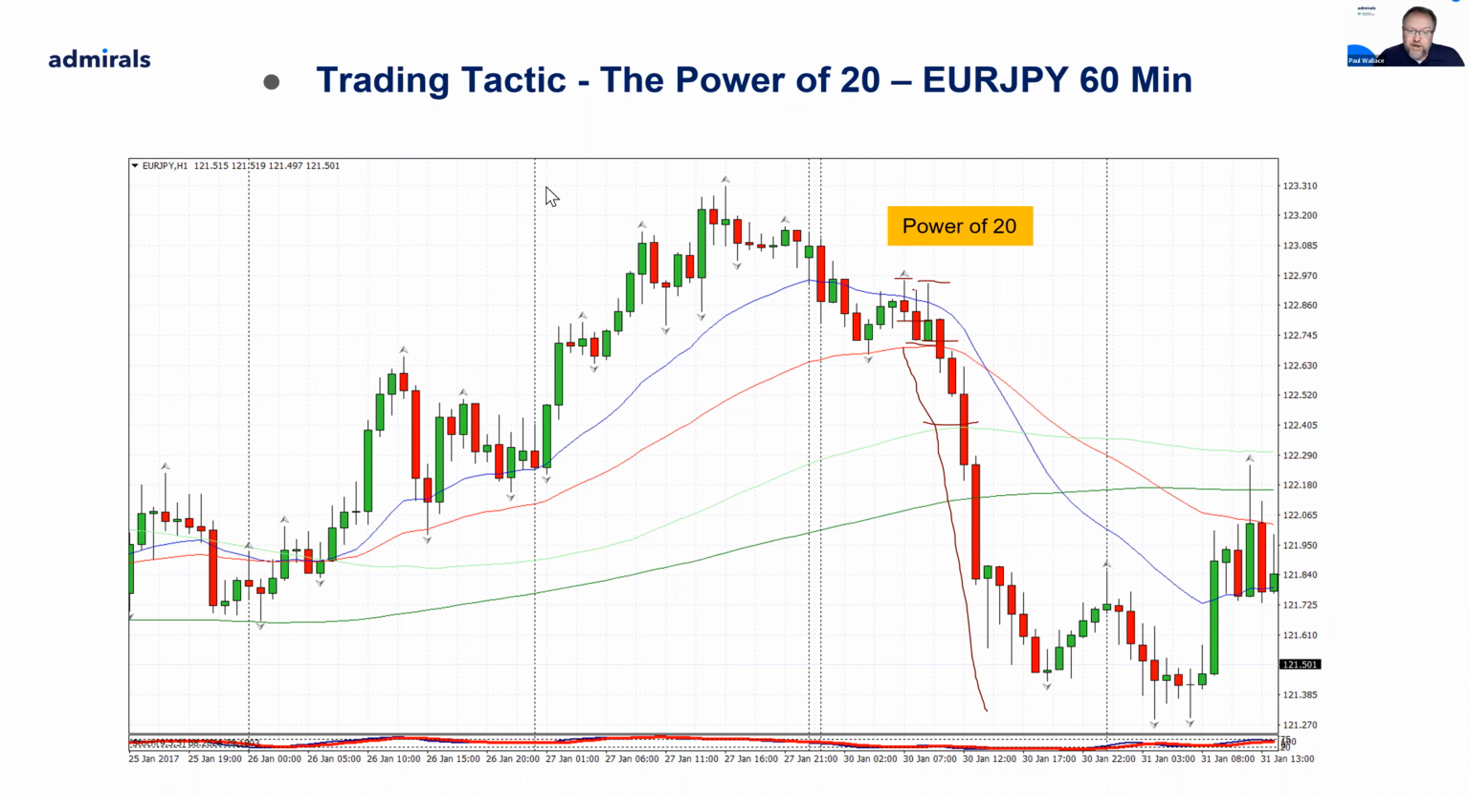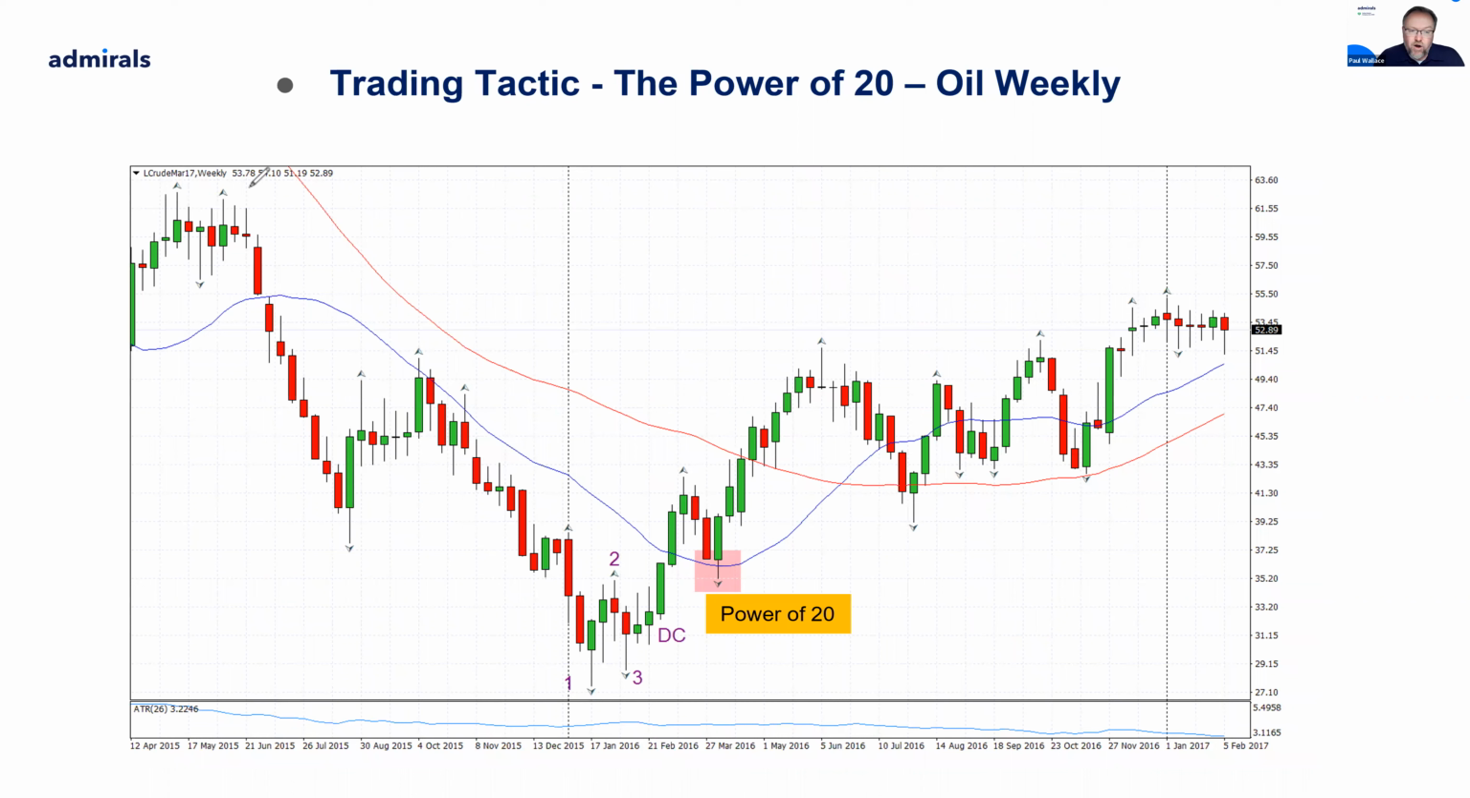Next one, this is crude oil on the weekly chart. I'm just putting all sorts of different examples to give you an idea. Price was in a fabulous downtrend there, and we can see that the 20-period moving average is sloping down, and it's acting as resistance, isn't it? Price bounces off it, and that in itself is a nice trade.